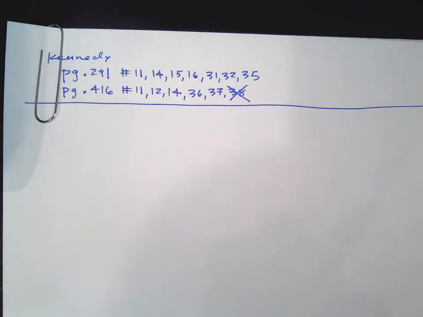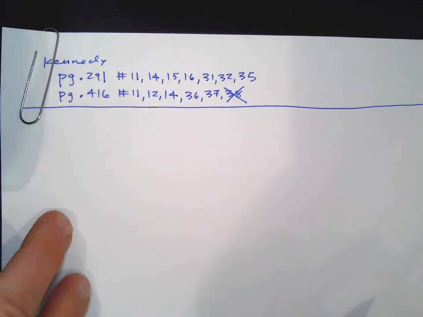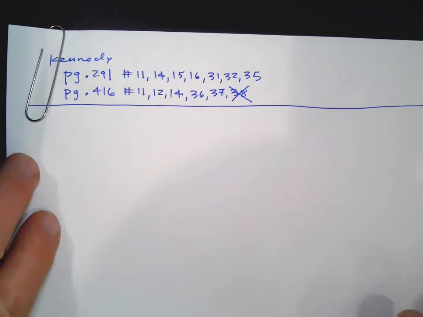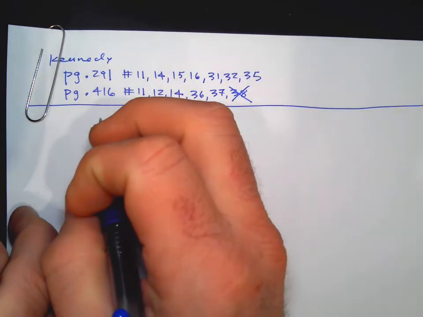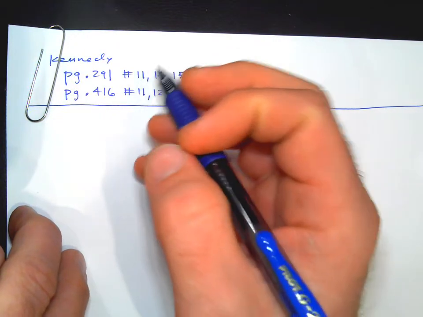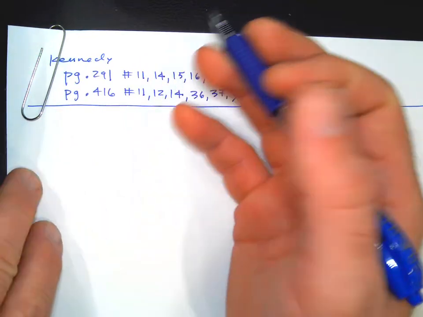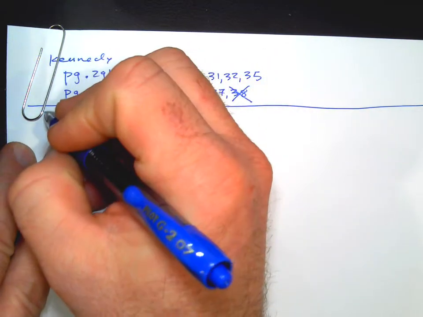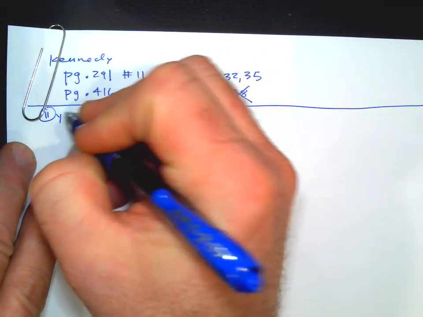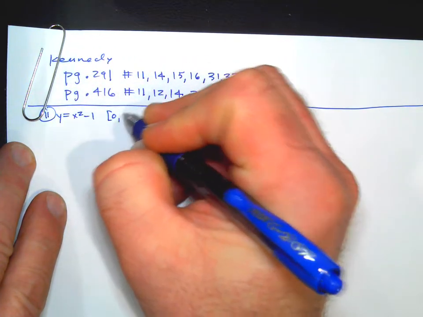So first 2 problems say to use a graphing calculator. I told you not to, so we're just going to do them by hand. It says find the average value of the function. At what points on the interval does the function assume its average value? So the C values or X star values. So 11, the function is y equals x squared minus 1, 0 to root 3.